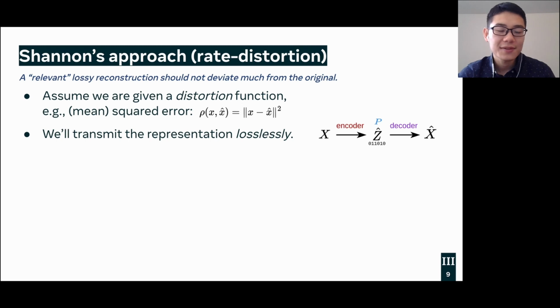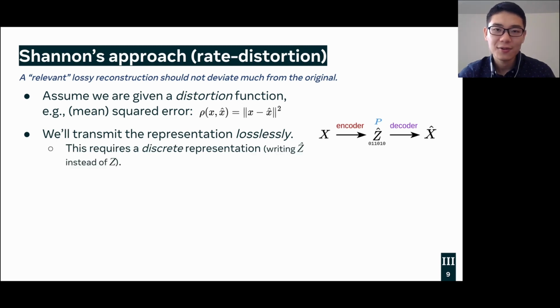And next, we will transmit the representation losslessly. And for this to be possible, we require the representation to be discrete. That is, it can only take a countable or finite number of values. And I'm denoting it by z hat instead of z to emphasize this. And furthermore, we'll need a prefix code to convert z hat into bits. And as we learned from lossless compression, this is equivalent to choosing an entropy model over z hat, from which we can always derive a prefix code. So we'll just work with the entropy model from now on.